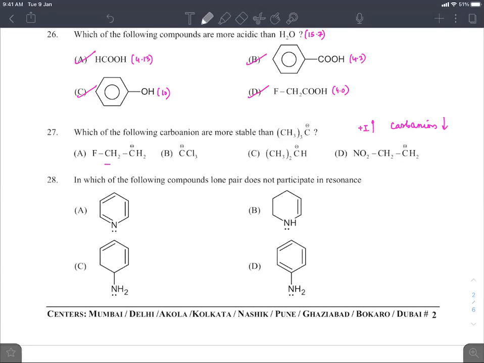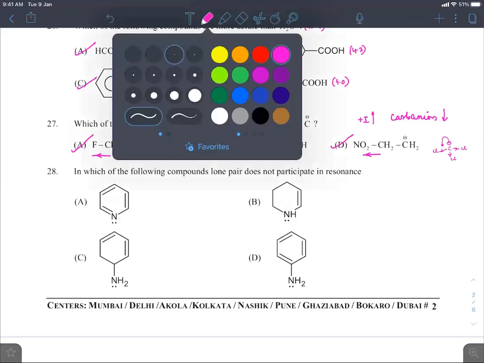Now here you can see fluorine is withdrawing. Any minus effect will increase the stability of this. So this is more stable. In CCl3, we have resonance also. CCl3, all chlorines are withdrawing group, as well as the minus charge will undergo back bonding. So here also this is more stable. Secondary is more stable than tertiary, and NO2 is strongly withdrawing, so that is also more stable than given carbanion. Okay, so I guess you understood how to check that question.